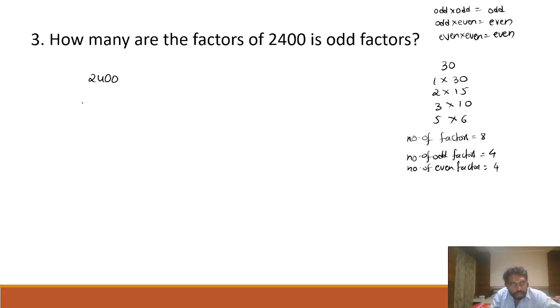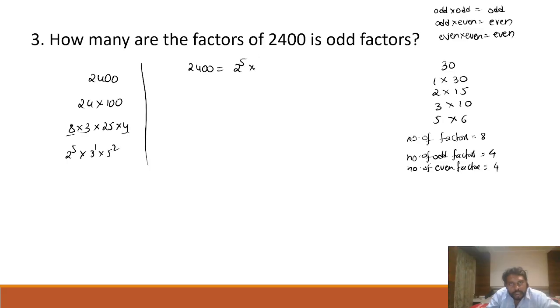2400 prime factorization will be 24 times 100. 100 is nothing but 25 times 4, and 24 I can write it as 8 into 3. So 8 and 4, which is nothing but 2 power 5, 3 power 1, 5 square. So I got 2400 as the prime factorization as 2 power 5 multiplied by 3 power 1 multiplied by 5 square. Correct?